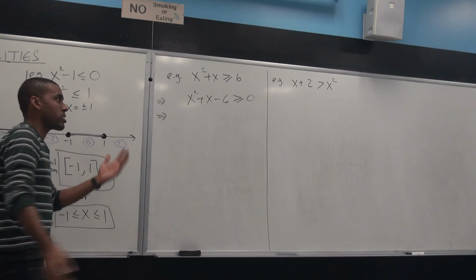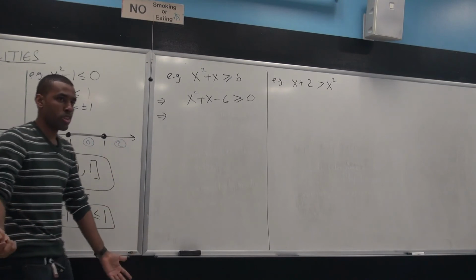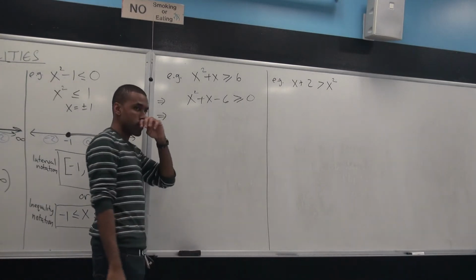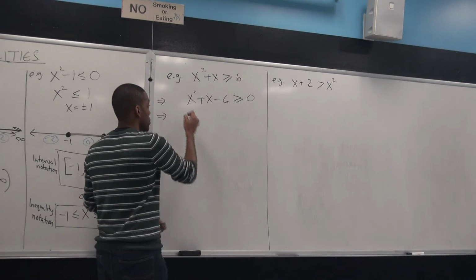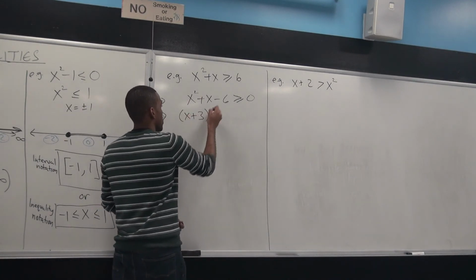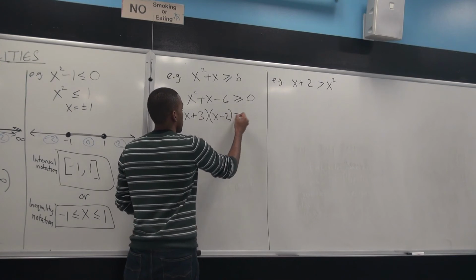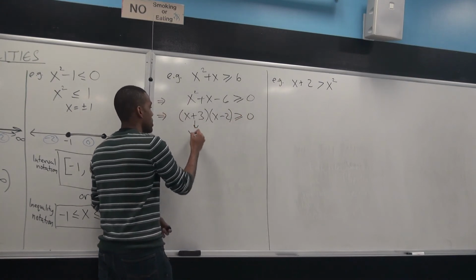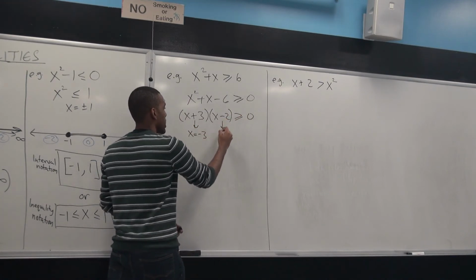Well, you check if you can factor, right? If you can't factor, use the quadratic formula or completing the square. But this does factor: (x + 3) times (x - 2). Now this gives you two options: either your x is minus 3 or your x is 2.